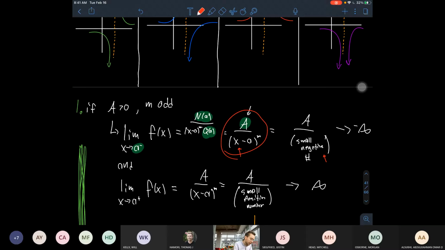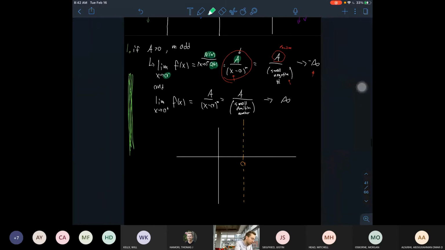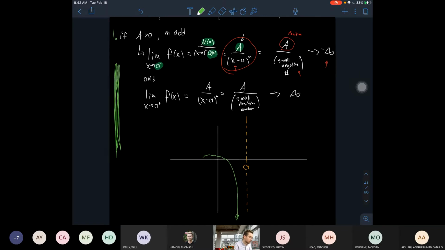Okay, so ultimately I'm dividing a, which is a positive number, by a small negative number. And that's why my blow-up goes to minus infinity. So I know when x is approaching a from the left, things should be going really far down, which is why when I do this in green, I'm going to draw this thing going way down like this. Okay, so this is the sort of pseudo proof as to why this is happening.